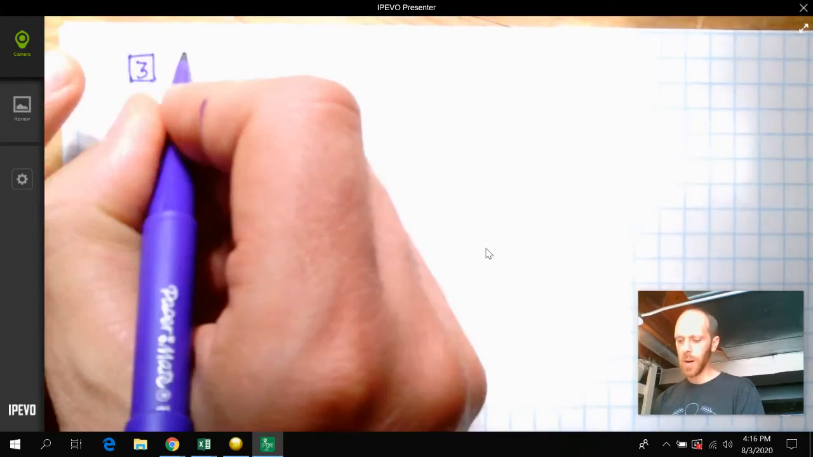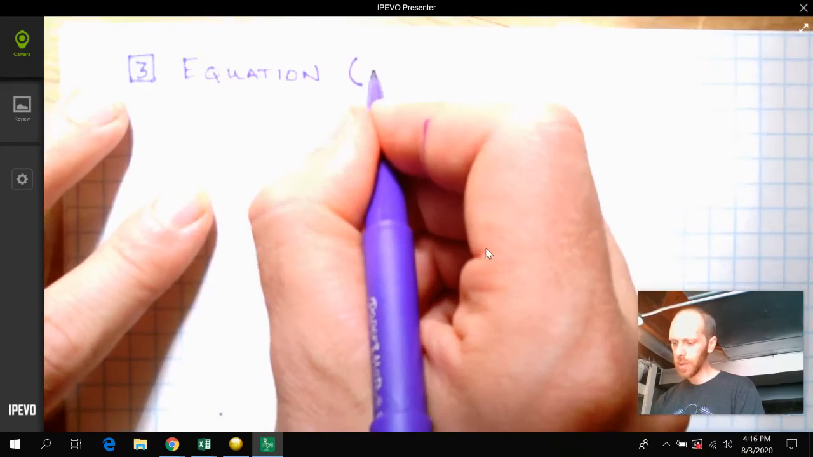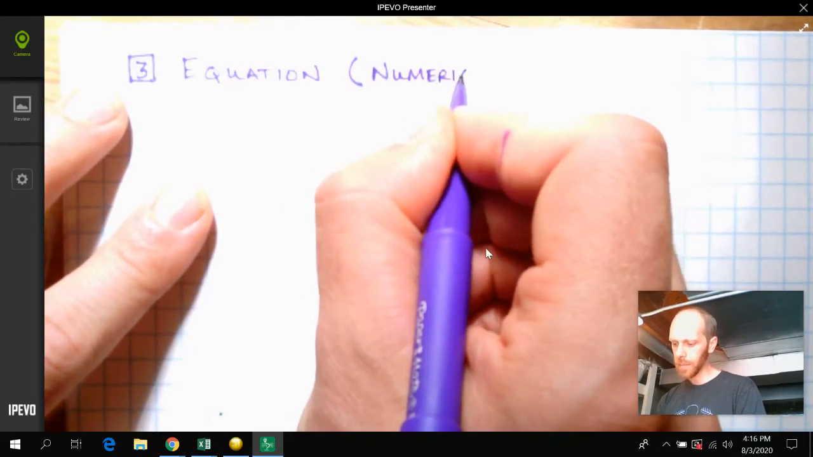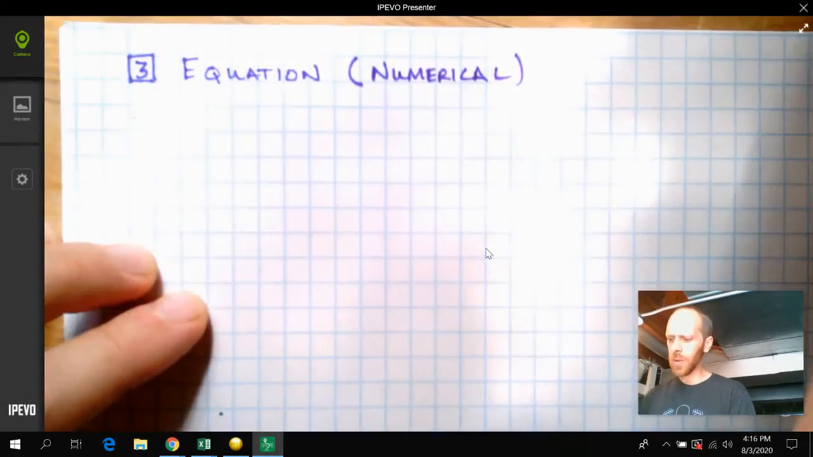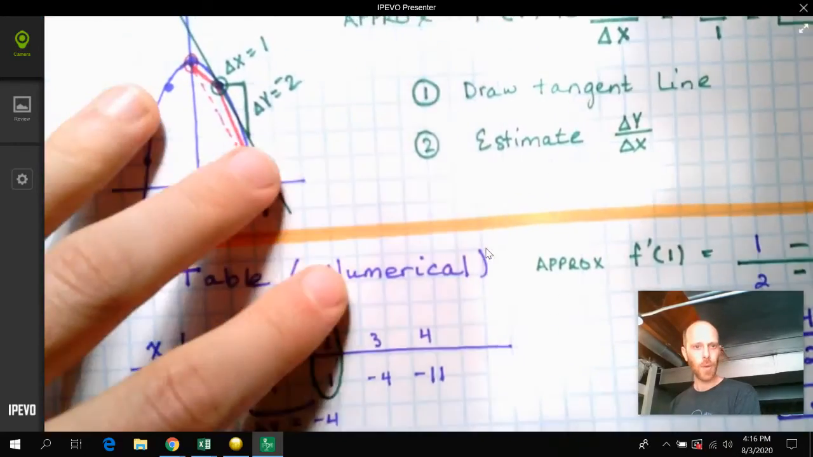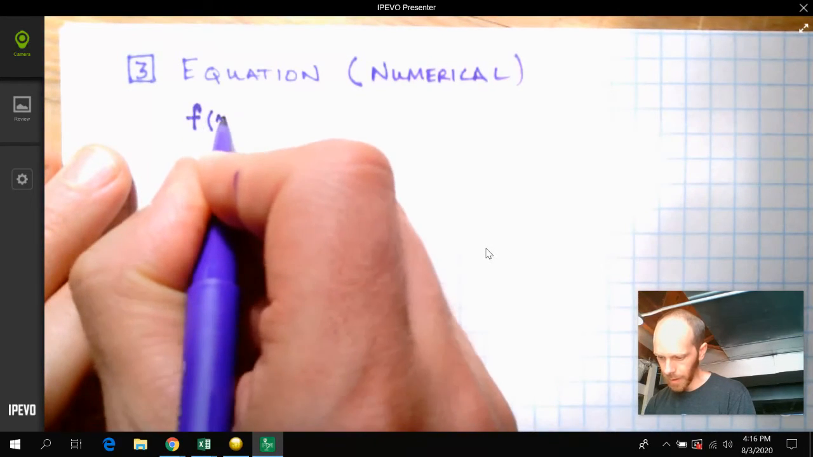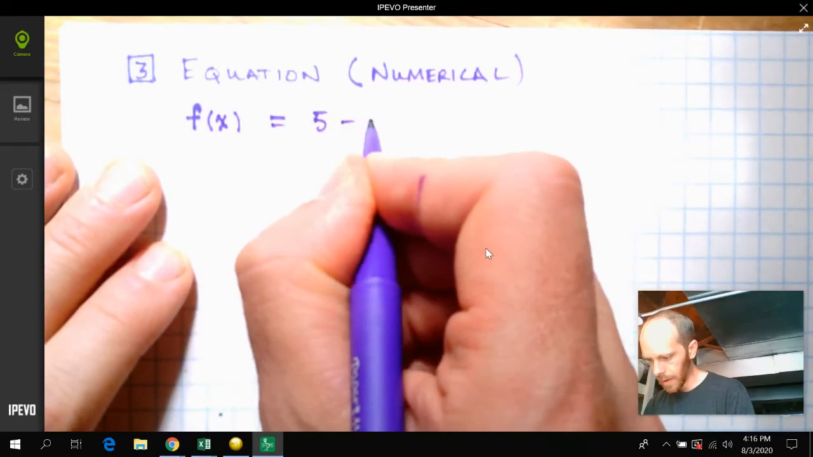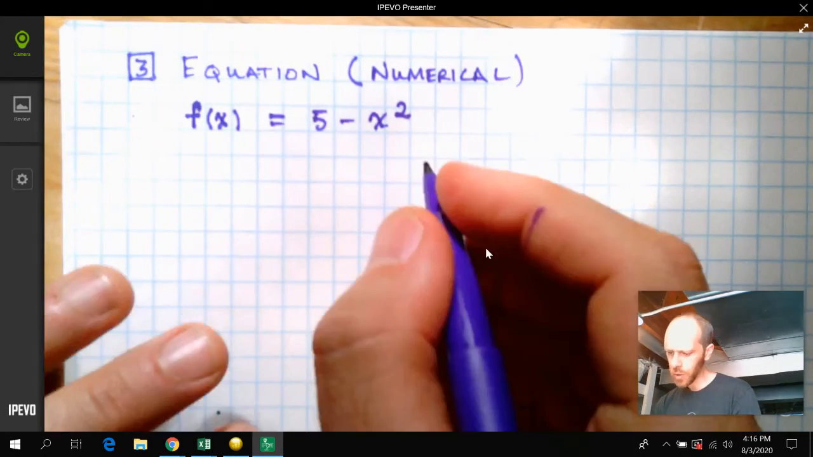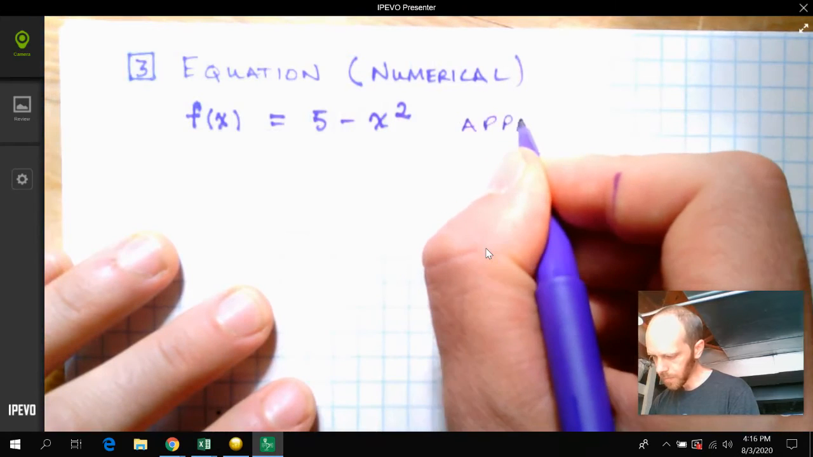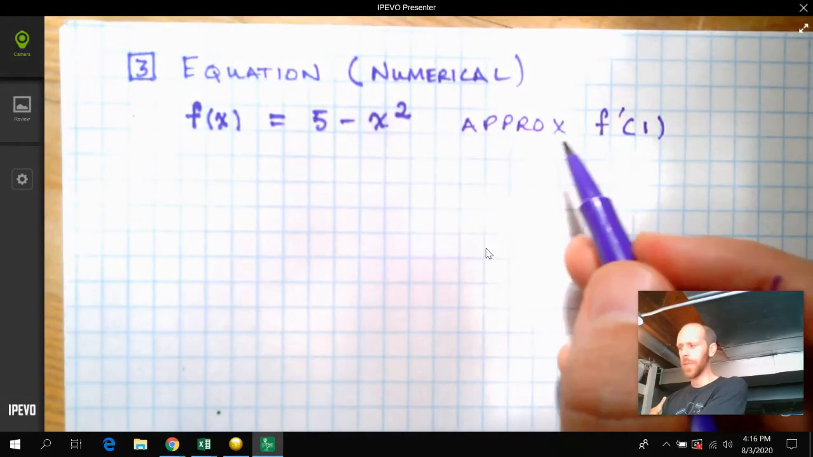And this is when you are given an equation. Your book also refers to this as a numerical method. All right. So that equation, well, I didn't give you the equation, but I gave you the graph, and then I gave you the table. The equation that goes with it is f of x is equal to 5 take away x squared. Right? And let's suppose that we want to approximate the instantaneous rate of change at 1, or the derivative at 1.